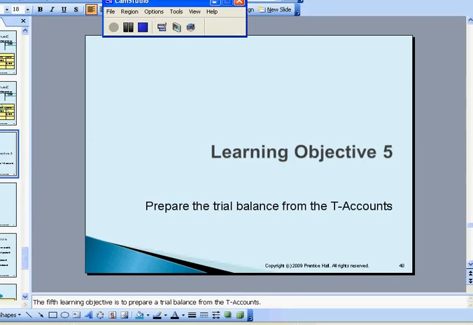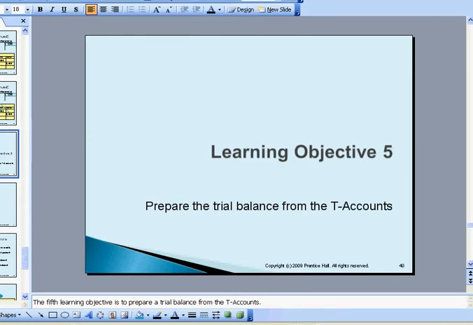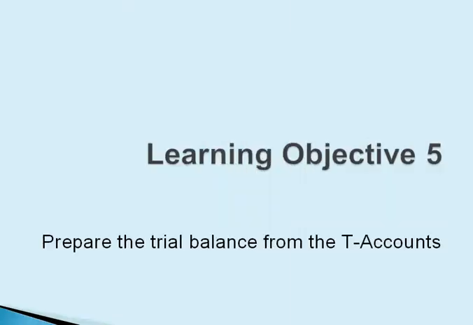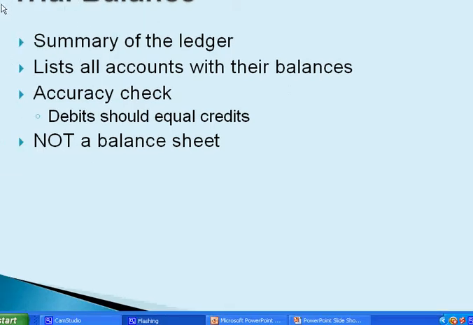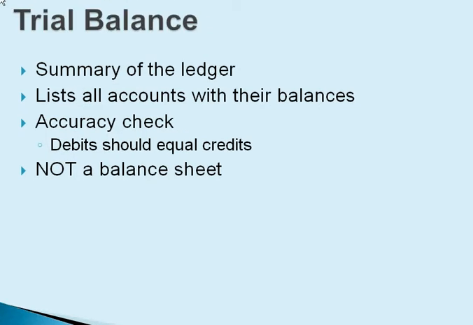Chapter 2's fifth objective is to prepare the trial balance from the T accounts. Trial balance. This is a summary of the ledger. It lists all of the accounts with their balance, and it's an accuracy check.